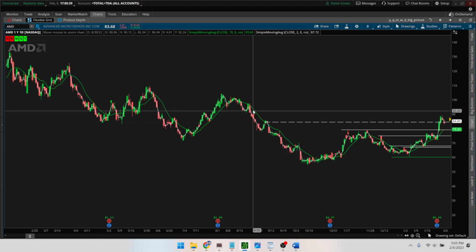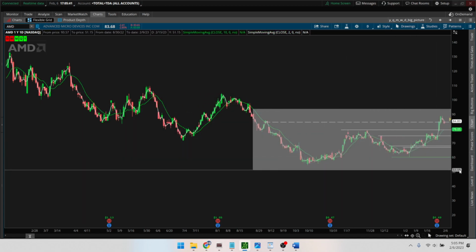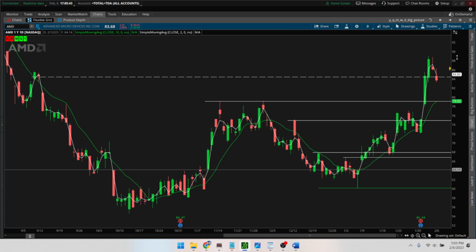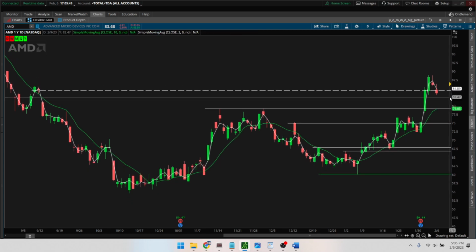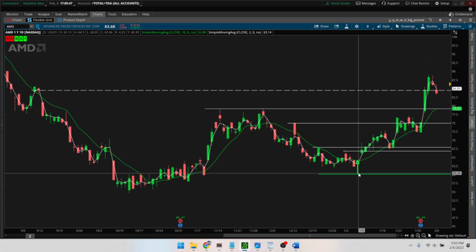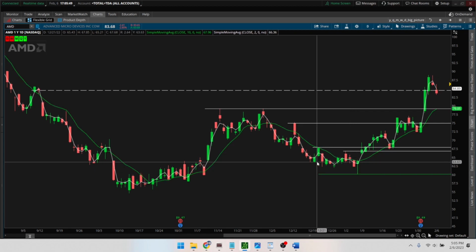Okay, so let's go all the way from here to here, and let's break this down. I hope everyone can see this. We talked about how price bounced here after we took everyone out right here.